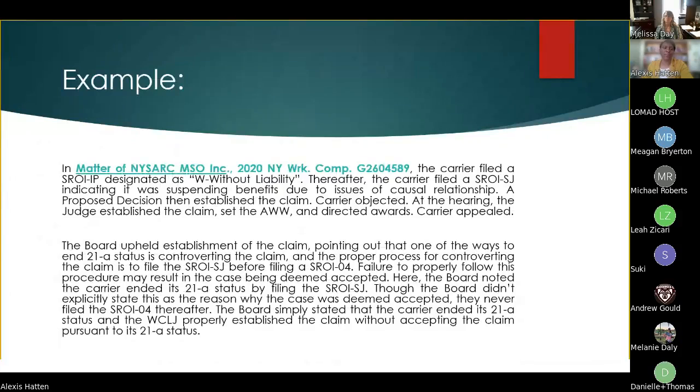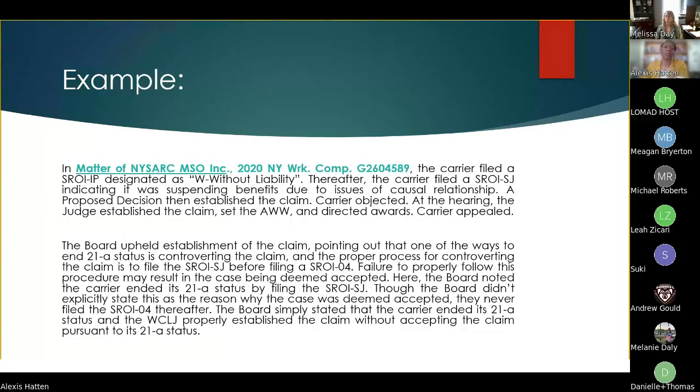So some examples: in matter of NYSARC, MSO, Inc., the carrier filed an SROI IP and put a W code in there. Thereafter, they filed the SROI SJ, indicating it was suspending benefits due to the issue of causal relationship. You would think they'd be safe, but they failed to follow up with the SROI 04.